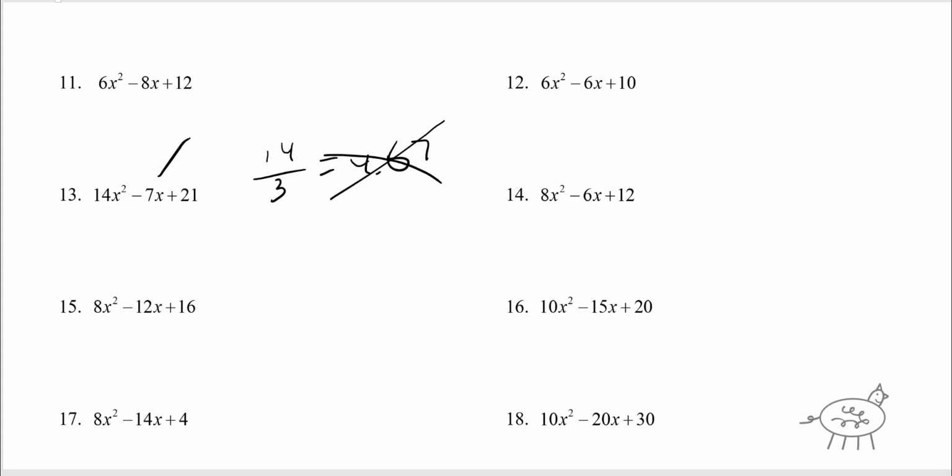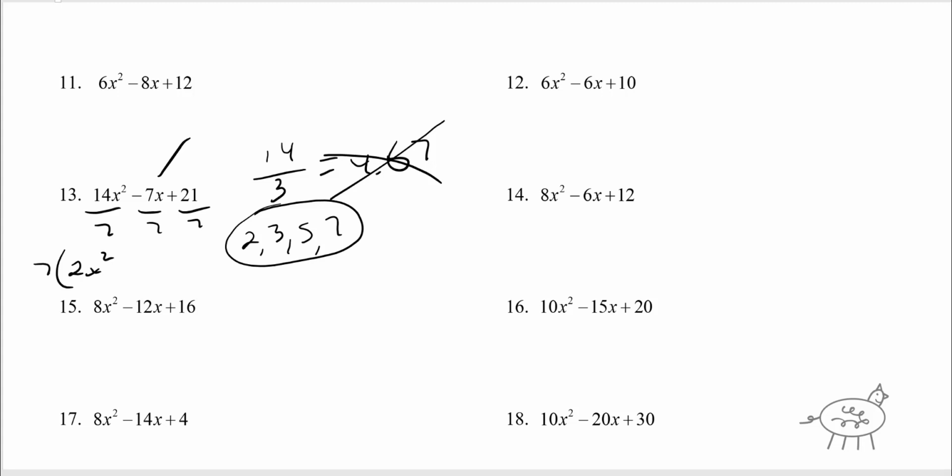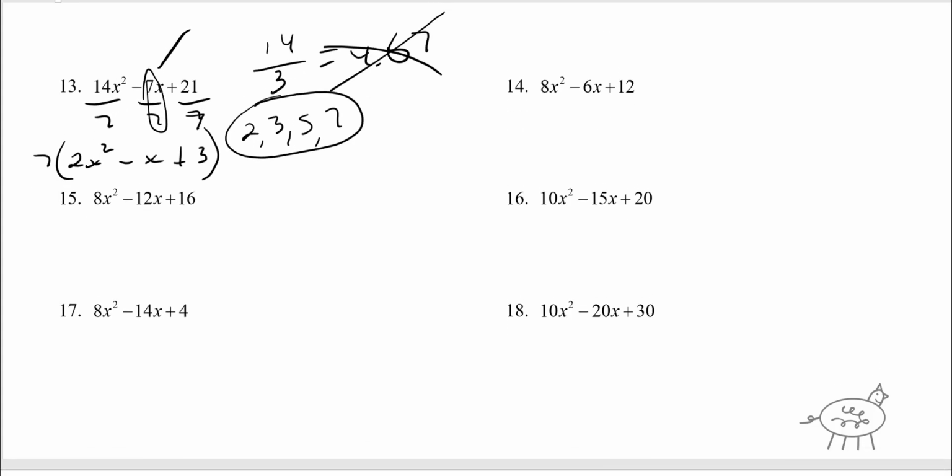So remember I said you divide by 2, 3, 5, 7. Those are the magic numbers. In this case, I divide everything by 7. So you put in your calculator, 14 divided by 7, so it's 2x squared. 7 divided by 7 is minus x, because it's really 1. 7 over 7 is 1. And then plus 21 divided by 7 is 3. So that's your answer. Okay, and the last one here, number 18.